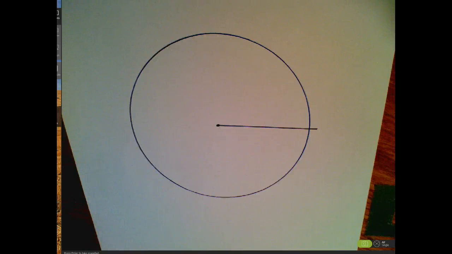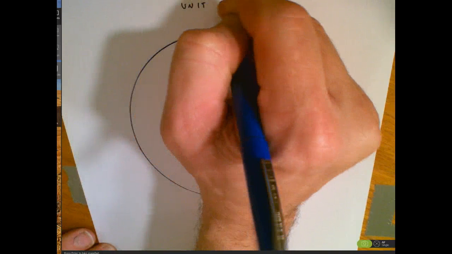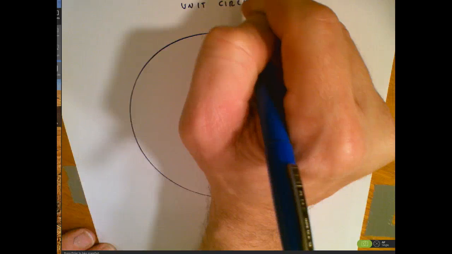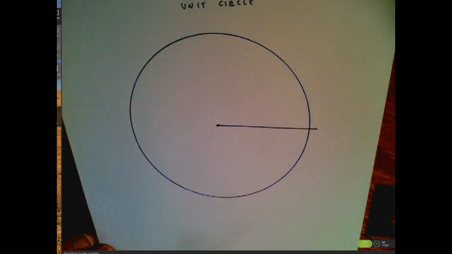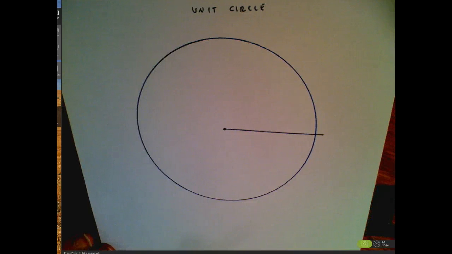Okay, welcome. We're going to go ahead and talk about the unit circle now. So let's just title this Unit Circle. And our goal here is to put together the angle measures for the unit circle so you can see how they're built, and you could do it if you want to as practice. So let's start.